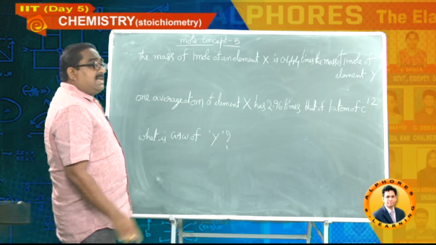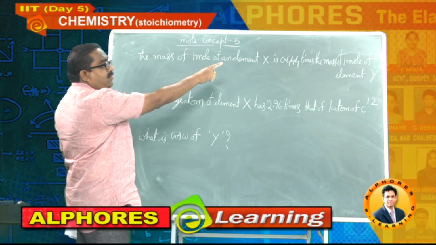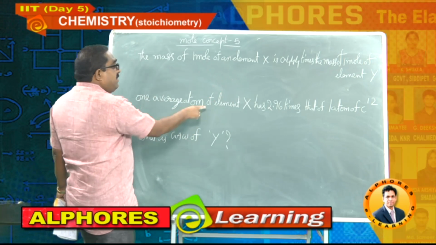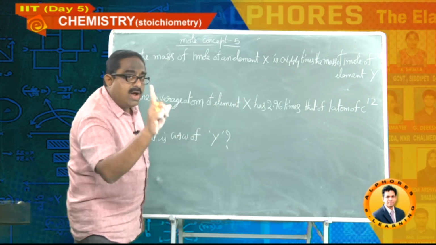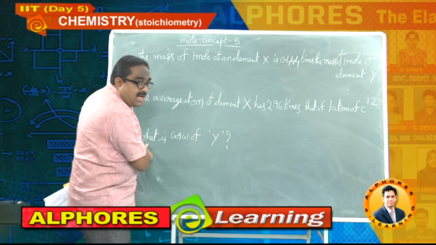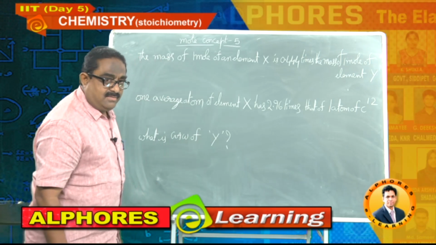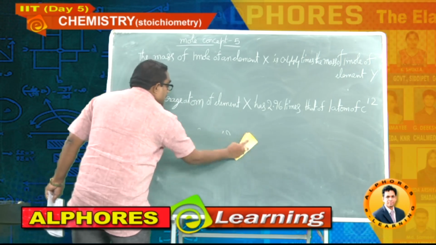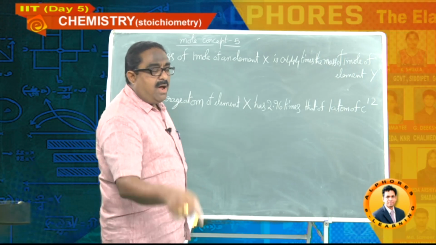Write down, students. Once again I am repeating. The mass of 1 mole of an element x is 0.444 times the mass of 1 mole of element y. One average atom of element x has 2.96 times that of 1 atom of C12. And finally, he is asking you to calculate the gram atomic weight of Y. I think you have noted down. Now let me go for the solution. So our final task is to calculate the GAW of Y.